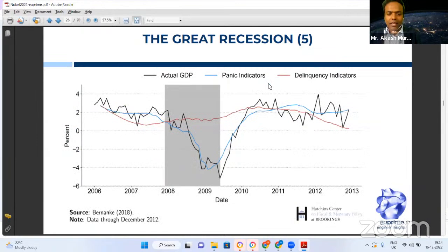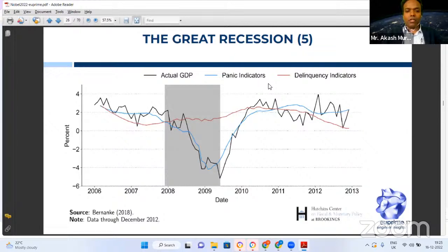So this is a great graph. The delinquency indicator is the red graph, which essentially tells you the amount of defaults on loans. The black line is the actual real GDP, which is going down. But if you see the panic indicators, which show the amount of confidence that people have in the state of affairs in the market, these panic indicators are a better predictor of recession. As you can see, the black line follows the blue line almost everywhere. So you have to understand that panic in the market is a very dangerous thing. The primary responsibility of the sovereign government as well as the central bank is to ensure there is no panic.